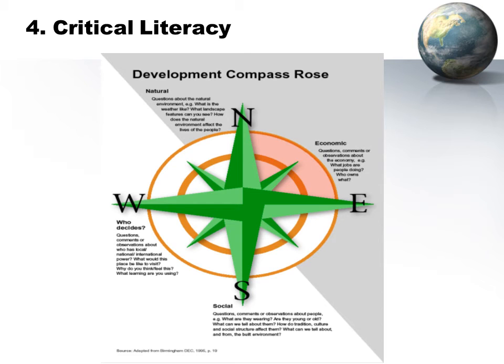This slide shows the need for a transdisciplinary approach through reference to the development compass rose developed by Tide in Birmingham, UK. This illustrates that for any given sustainability issue, we need to be able to consider it from environmental, economic, social and political perspectives in order to understand the complexity of the issue more fully.